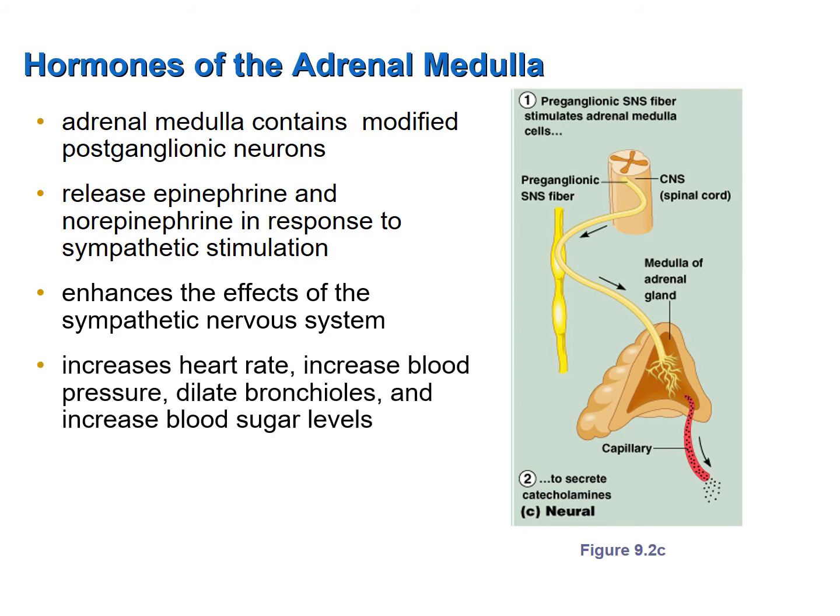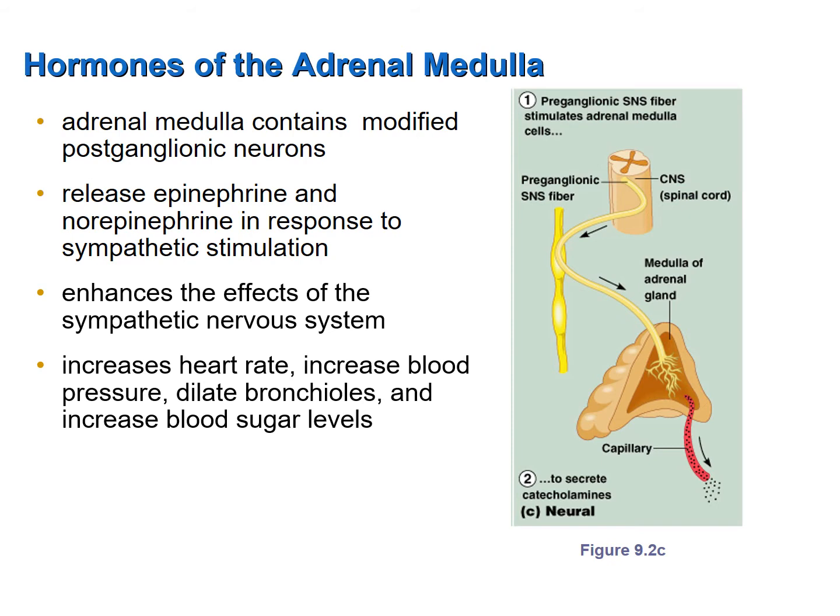So what are the target tissues and effects of epinephrine and norepinephrine? These hormones target cardiac muscle cells, causing an increase in heart rate and also an increase in contractility of cardiac muscle cells. This increases cardiac output, which increases blood pressure and blood flow.